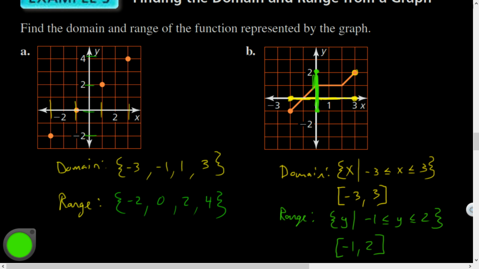Okay, so the domain are the possible inputs. The range is the possible outputs. Oh my goodness. All right, we got to keep cranking here, friends. I think I've got one more example.